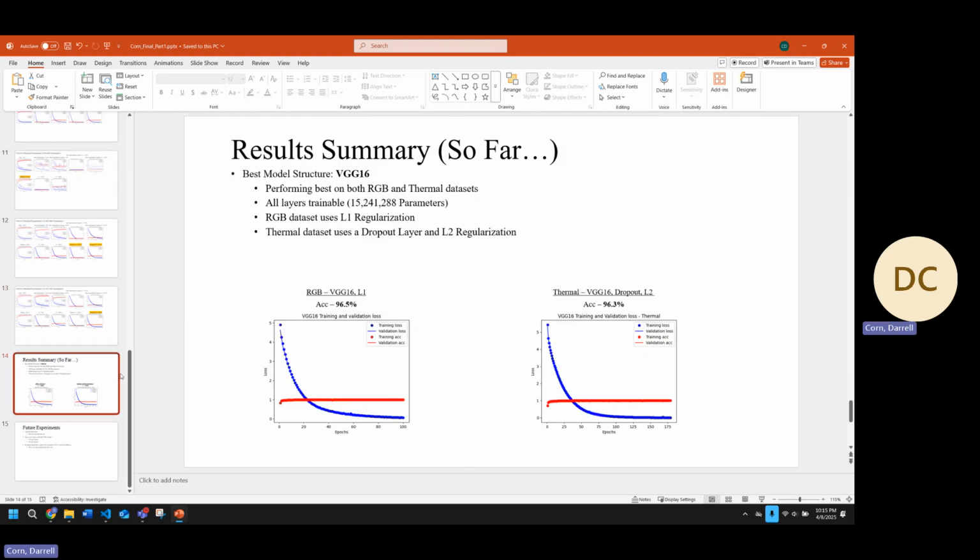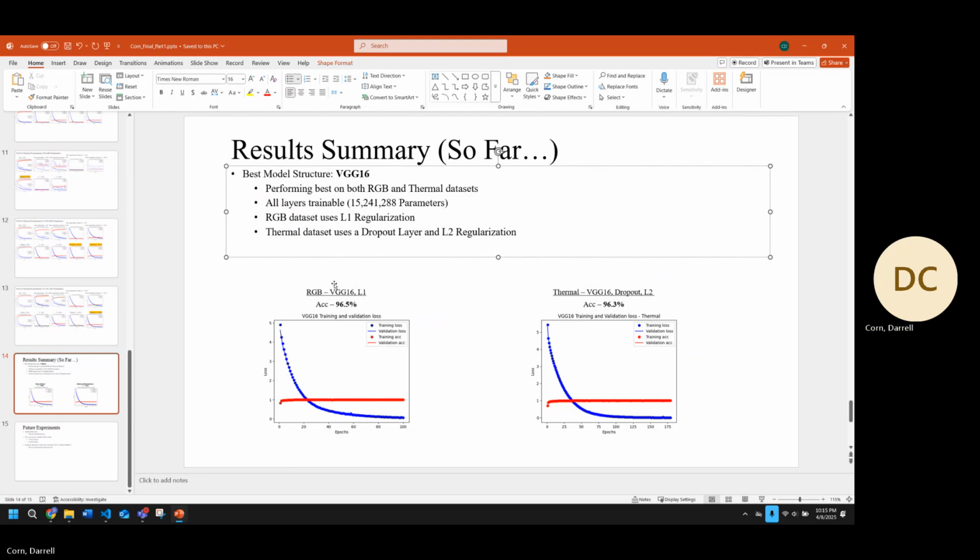So, to sum it all up, everything we've done so far. The best model structure out of the two that I've tested has been the VGG16, and it has performed well on both the RGB and the thermal data sets. Additionally, for both data sets, it was preferable to leave all of the layers trainable and have about 15 million parameters to change or to train.